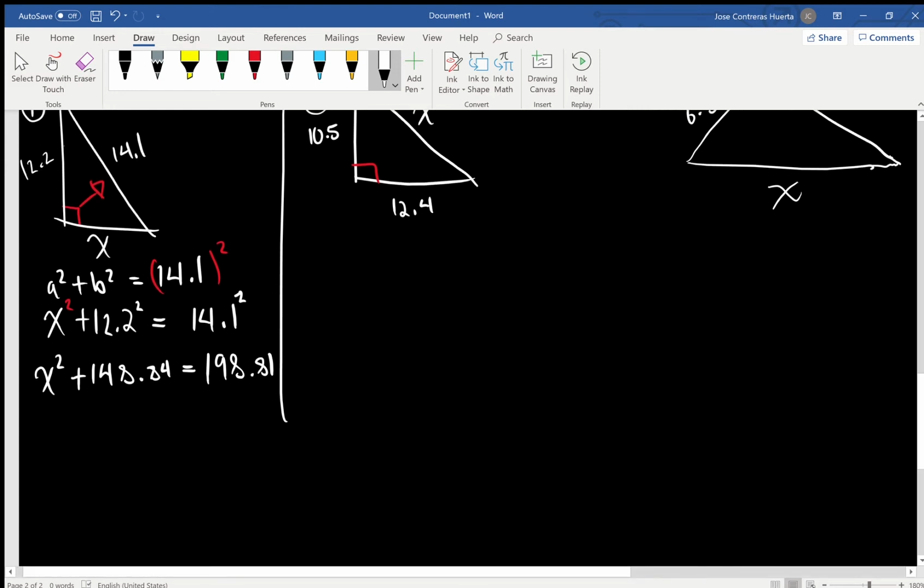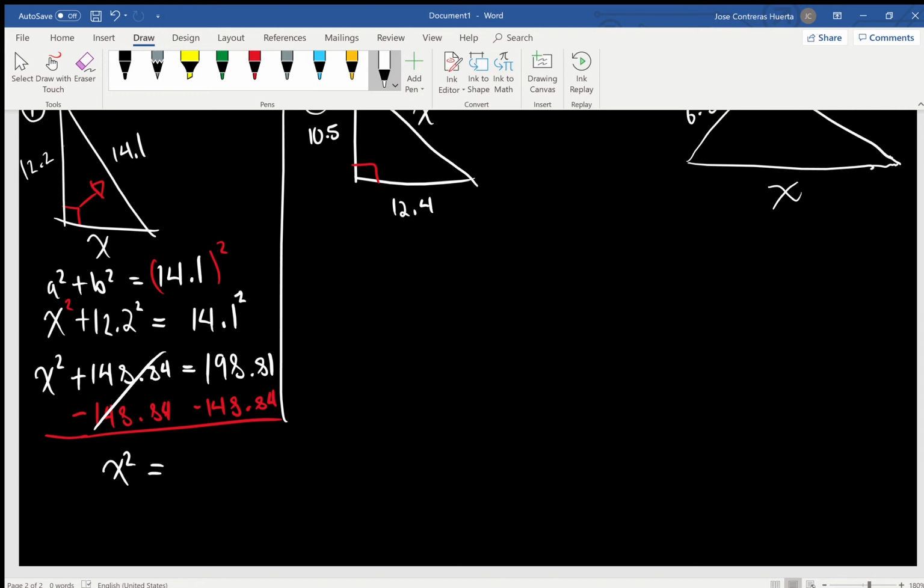Now from here, I have to solve for my x squared, which is this. So I have to isolate it. To isolate it, I have to get rid of my 148.84. So I'm going to do the opposite. I have a positive, so I'm going to turn it into a negative so that I subtract and I get 0. So minus 148.84 from both sides. That's going to cancel these two. So all I have left is x squared is equal to 198.81 minus 148.84.